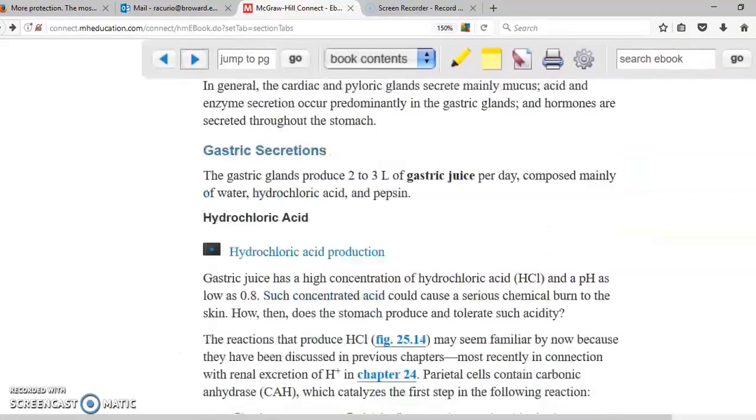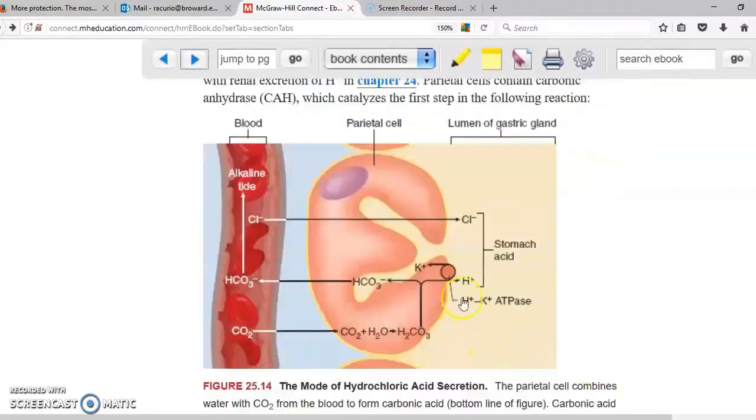Gastric secretions. We are going to have acid in the stomach, approximately 2 to 3 liters of hydrochloric acid. This is how the acid is formed. You have carbon dioxide in your blood. Carbon dioxide goes into the parietal cells. It mixes with water and you form carbonic acid. The carbonic acid is going to split into bicarbonate and hydrogen.